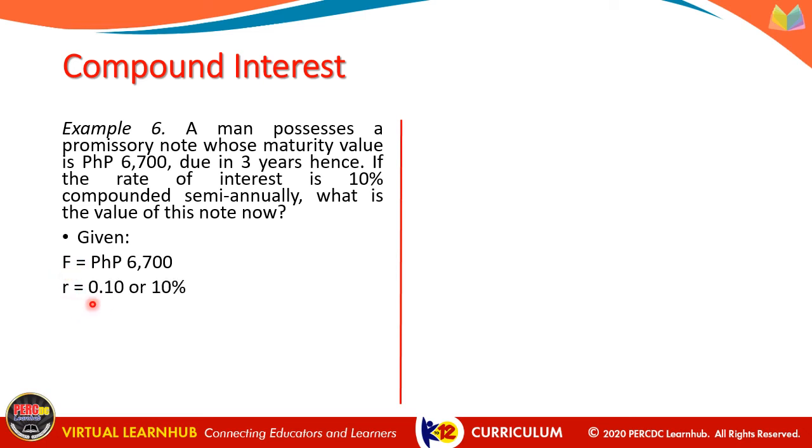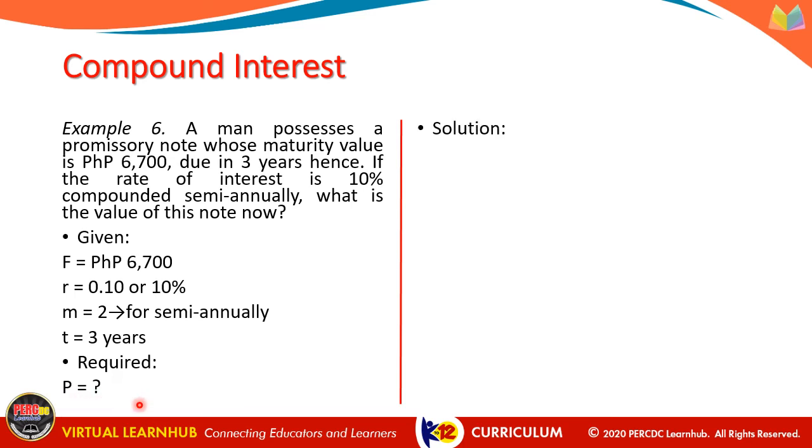Nominal rate R is equal to 0.10 or 10%. Interest is 10%. Okay. M is equal to 2 for semi-annually. Says here compounded semi-annually. Okay. And then T is equal to 3 years. And we are asked to solve for the principal P. Okay, that's here. Okay, we are asked what is the value of this note now. Okay, that's the present value that we need to solve.